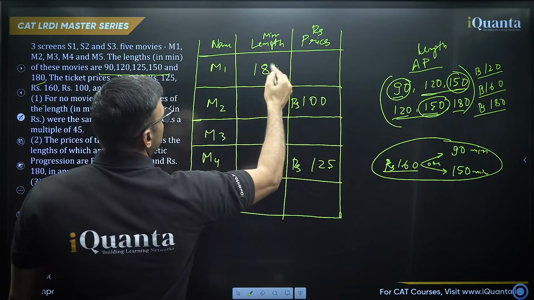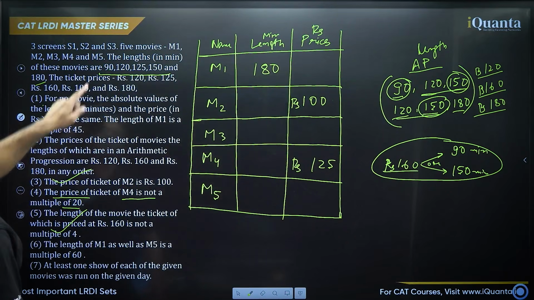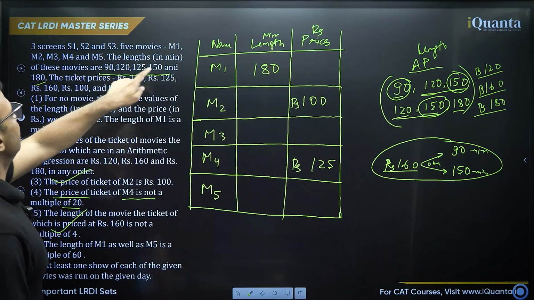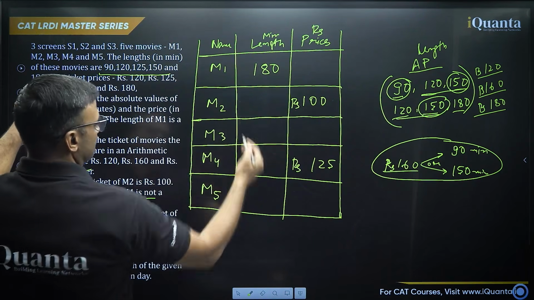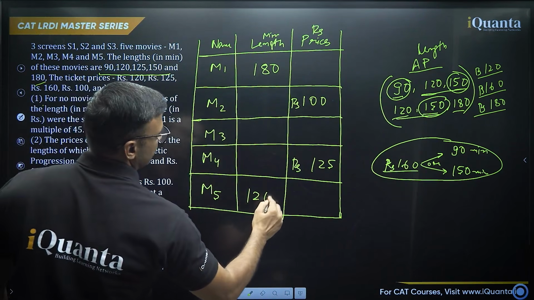180 minutes. Now M5 also has to be a multiple of 60. So 90, 120, 125, 150, 180. 180 is one multiple of 60. 120 is another. 180 is used. So M5 has to be 120 minutes. Right.